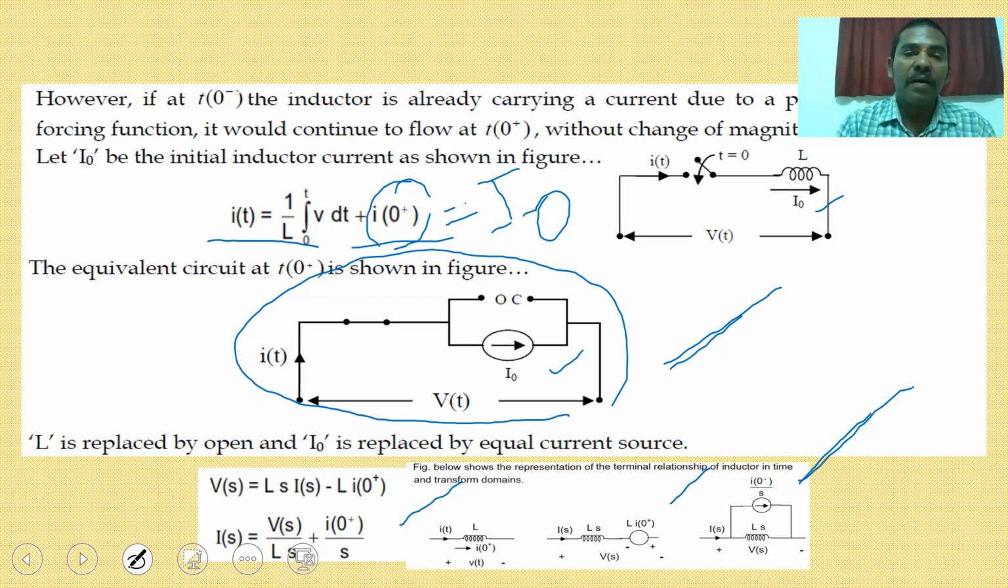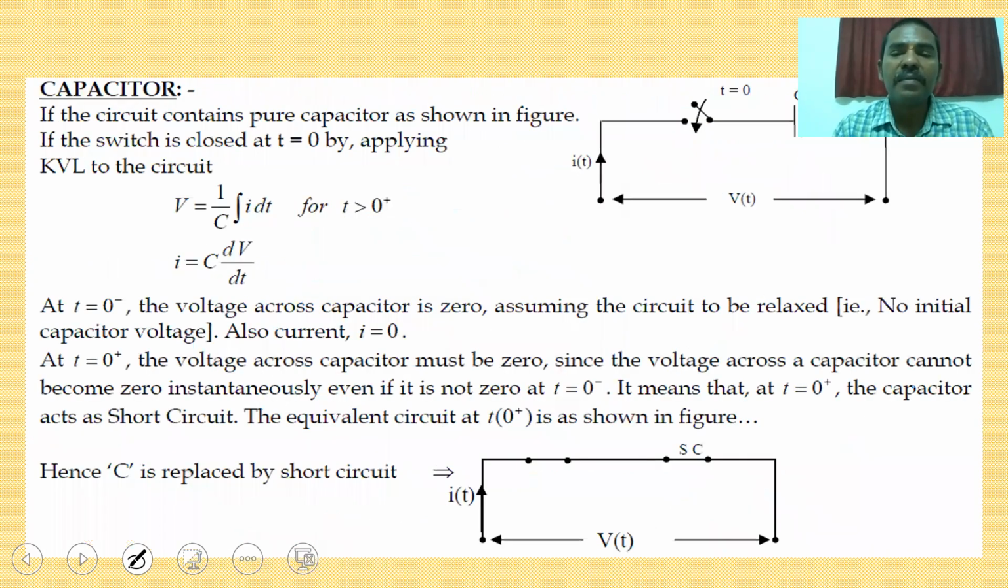Coming to the capacitor, let us take C farads as the capacitance of a capacitor. A voltage v(t) is applied across the capacitor. A current will flow through the circuit at t equals 0. So at t equals 0, you can get two instants: one is t equals 0 minus condition, another one is t equals 0 plus condition.